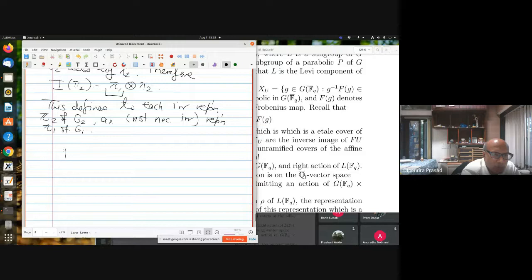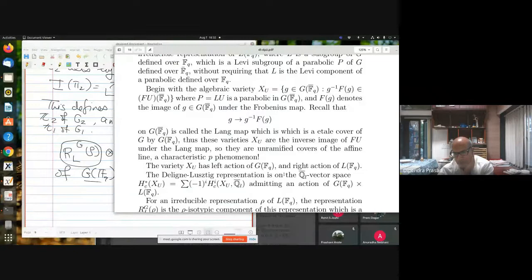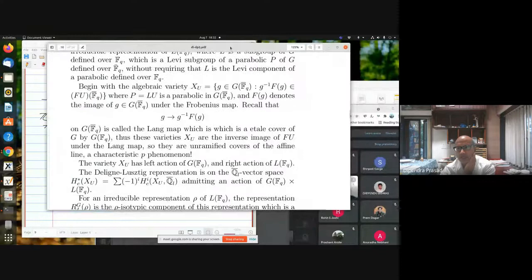And so R_L^G of rho tensor rho is this representation of G(F_q) cross L(F_q). This is a commuting action because one is on the left, one is on the right. So they are commuting actions on cohomology, and you take an irreducible representation rho, and then out comes this representation. That's all. Cohomology comes equipped with certain properties, and those properties we will have to utilize to make some assertions on these representations. But at least the first order of business was to define the variety and define the representation, which we have done. So maybe I will take a pause and see if there are any queries.